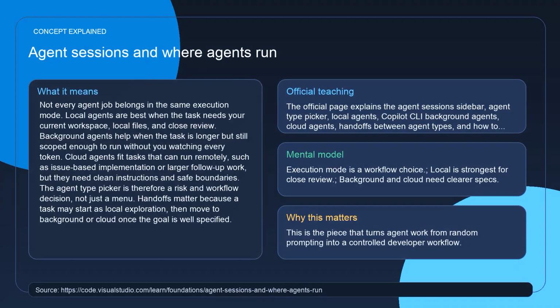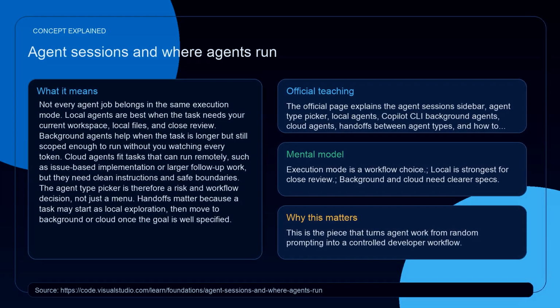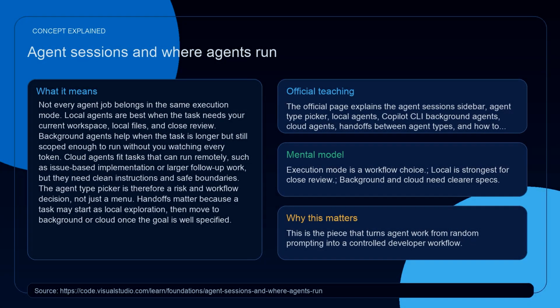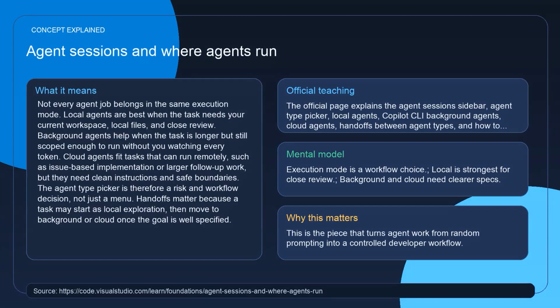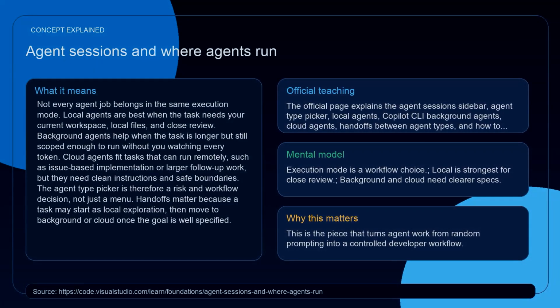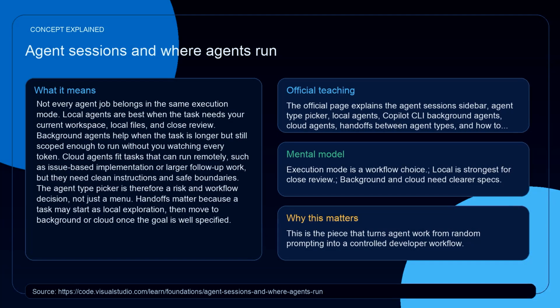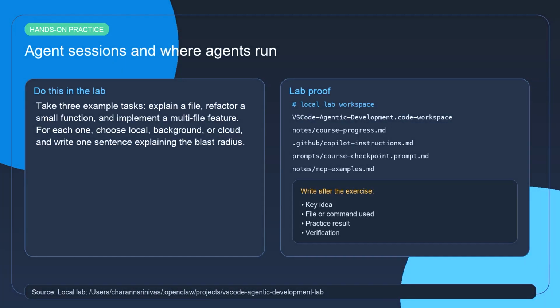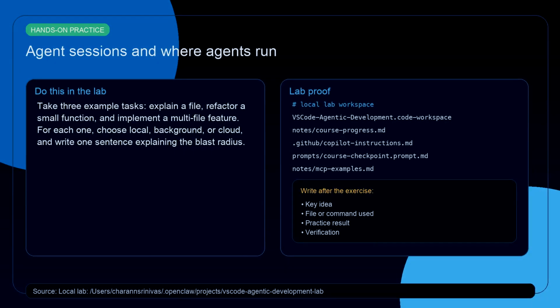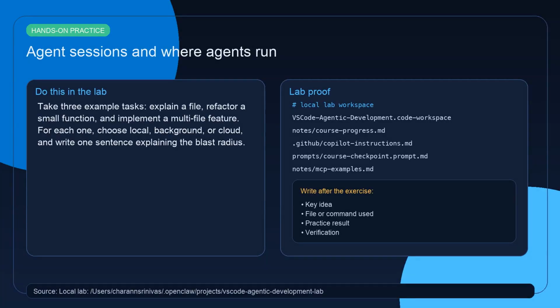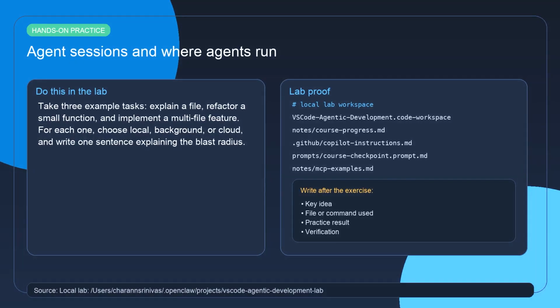Cloud agents fit tasks that can run remotely, such as issue-based implementation or larger follow-up work, but they need clean instructions and safe boundaries. The agent type picker is therefore a risk and workflow decision, not just a menu. Handoffs matter because a task may start as local exploration, then move to background or cloud once the goal is well specified.